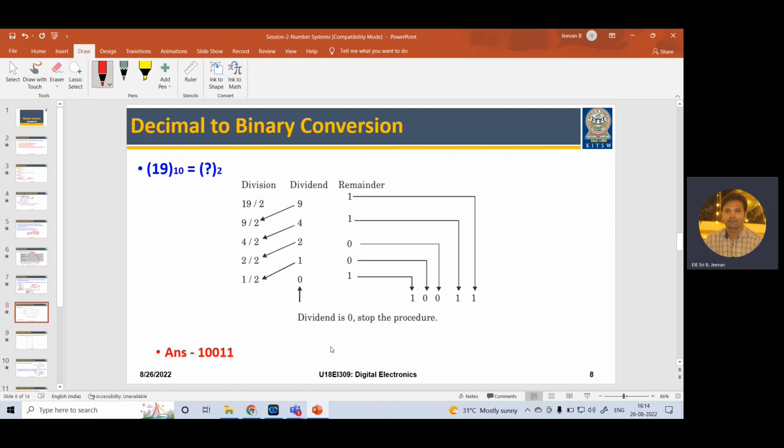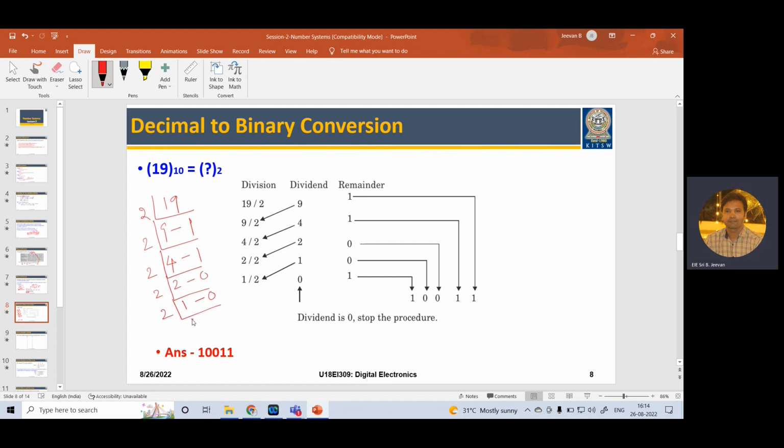And in reverse, if a decimal number has to be converted into binary, what is the procedure? Suppose 19 is given, how do we convert this? Divide by 2. 2 nines are 18, remainder is 1. 2 fours are 8, remainder is 1. 2 twos are 4, remainder is 0. And 2 ones are 2, remainder is 0.